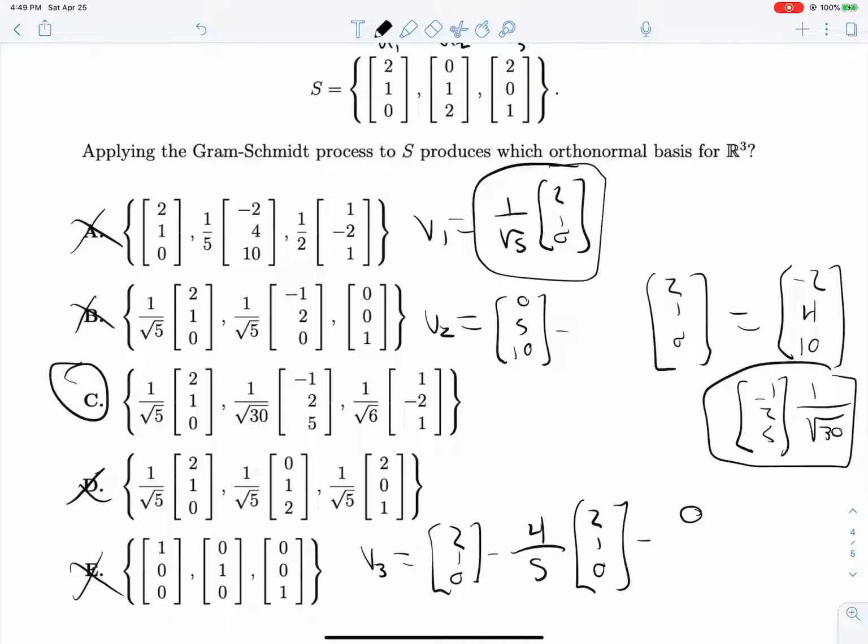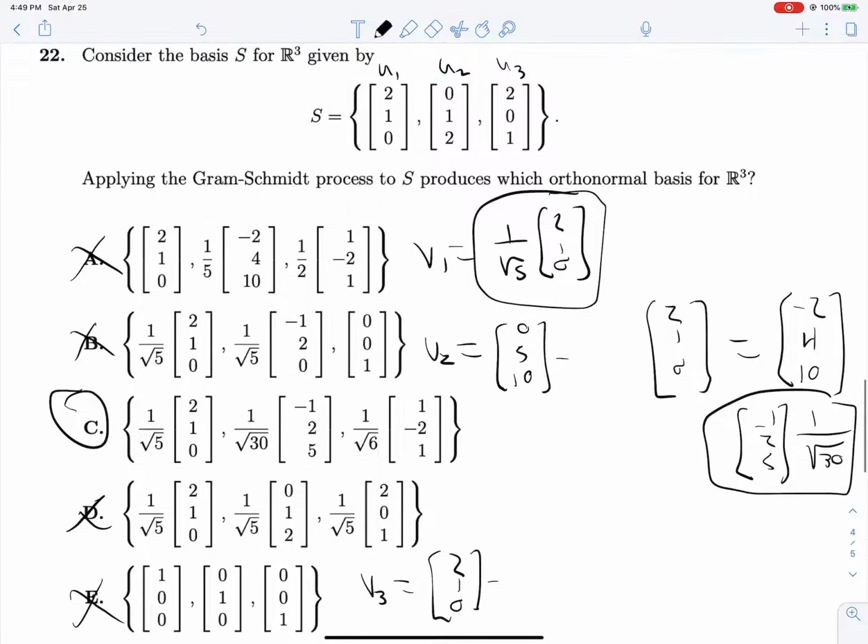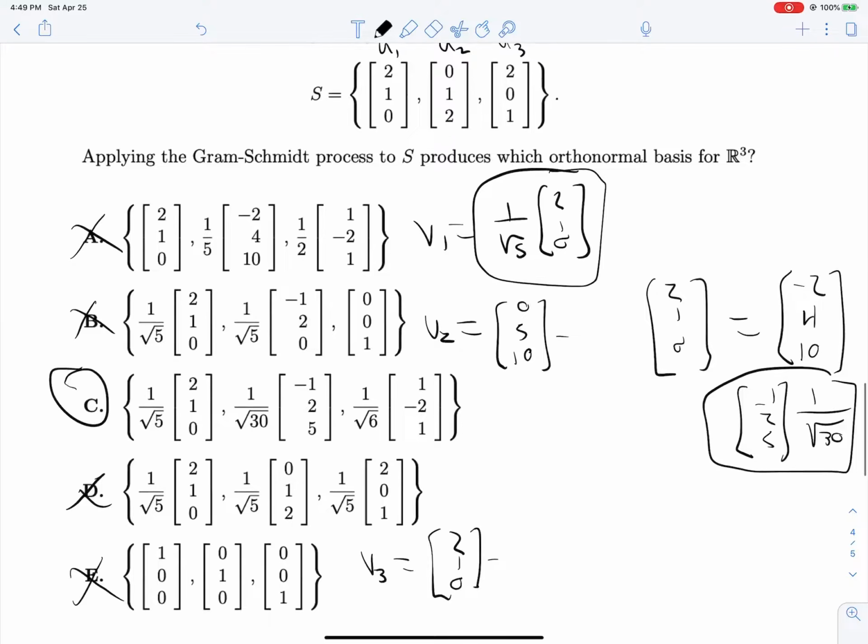Let's just restart this whole step. And if you're comfortable with this, feel free to skip ahead. So we have 2, 1, 0, and we are subtracting out the projection of u3, which is 2, 1, 0, onto v1. That gives us.